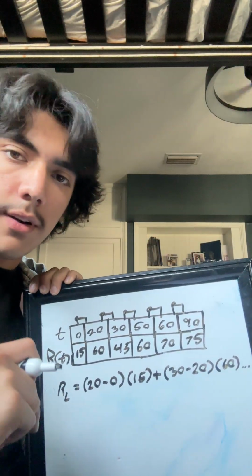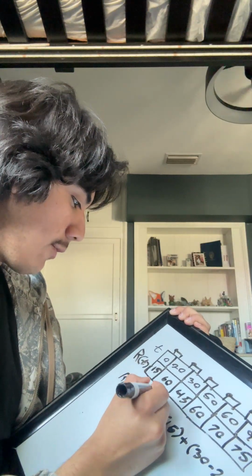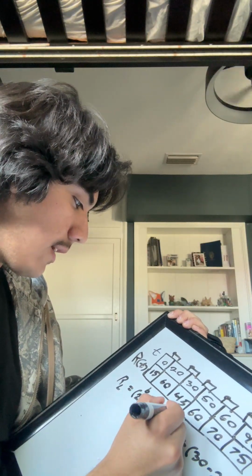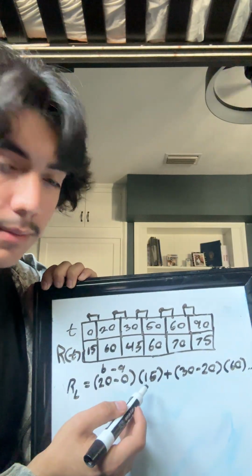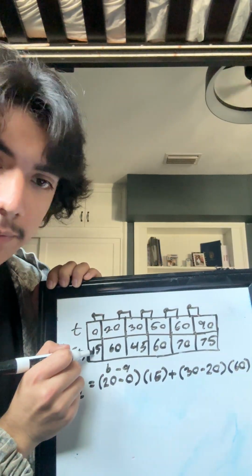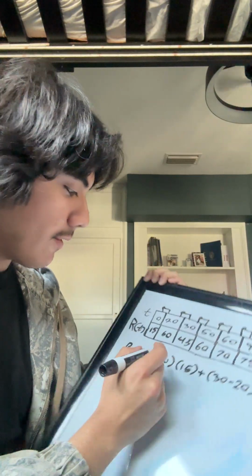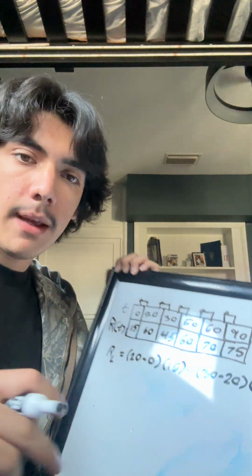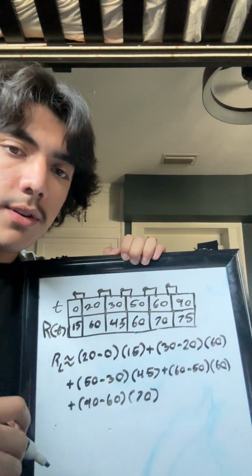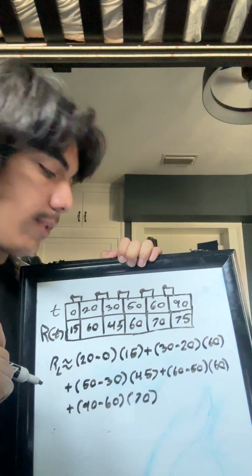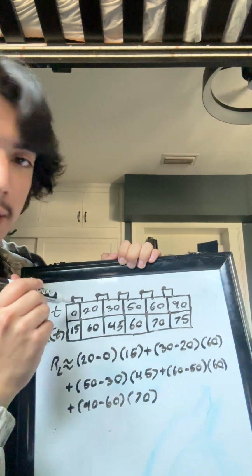So just to go over it one more time, we have here our little b minus a times whatever the dot falls on, 15. Just, if you're confused. And then you just go ahead and do that for the rest of them. So this is what the whole equation would look like. We just follow this pattern for every value on the chart.